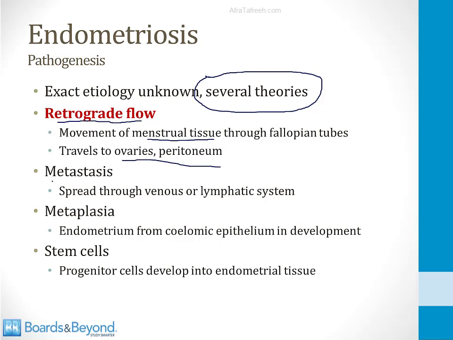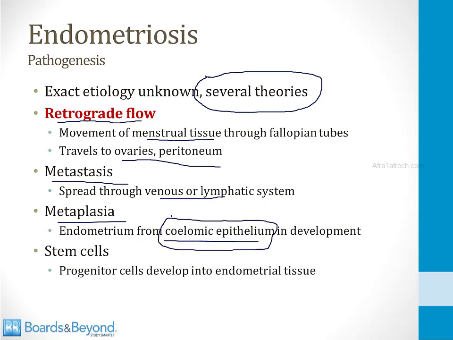Other theories include the theory of metastasis. This states that endometrial tissue travels through the veins and the lymphatic system. There's a theory called metaplasia, which says that endometrium from the coelomic epithelium in development turns into endometrial tissue. The coelomic epithelium is the epithelium lining organs and body cavities, and the theory here goes that some of this epithelium develops into endometrial tissue. And then finally, there's a stem cell theory that says that progenitor cells develop into endometrial tissue.